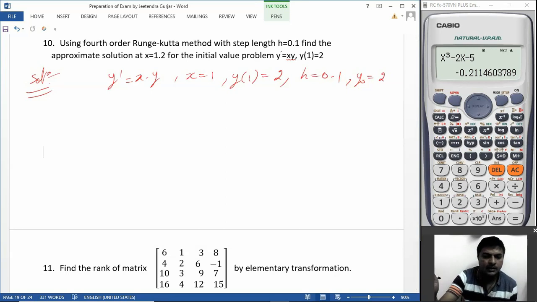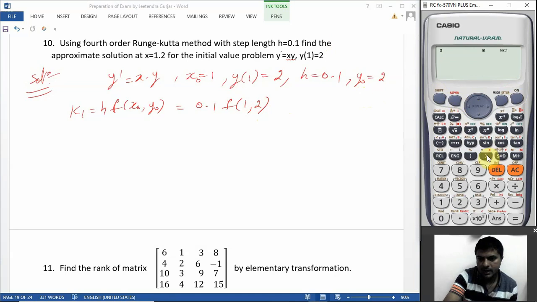Go to K2. Non-stop you have to solve the problem. F of x naught plus h upon 2 comma y naught plus k1 upon 2, where h is 0.1. X naught is 1. H is 0.1, 0.1 upon 2 is 0.05. 1 plus 0.05 is 1.05. You can calculate in your calculator. Y naught is 2, plus k1. K1, please see here, is 0.2. 0.2 divided by 2 is 0.1. 2 plus 0.1 is 2.1.